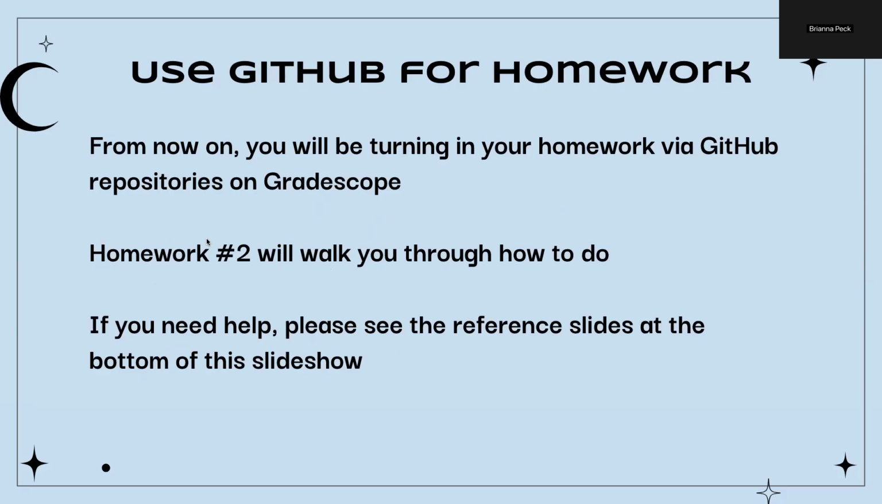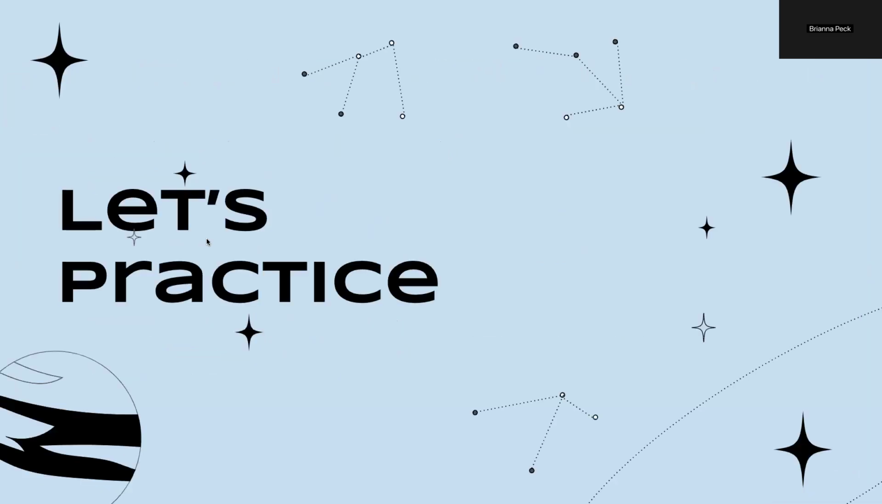And yeah, so from now on, you will turn in all of your homework using your GitHub. So the way that's going to work, homework 2 will walk you through it, but basically you're going to submit the link of your GitHub into Gradescope, and that's how we're going to get your homework. So you basically have to follow the add, commit, push, and submit your homework every single time.